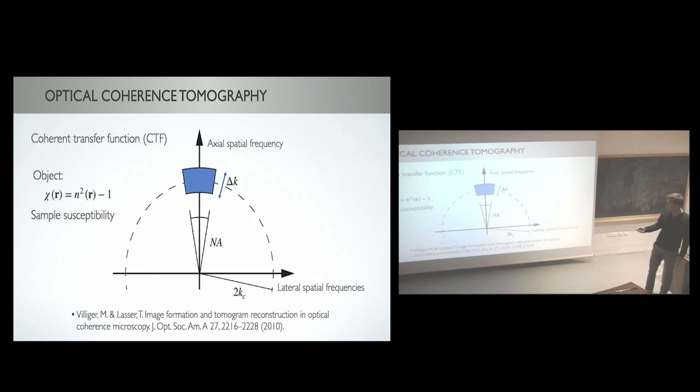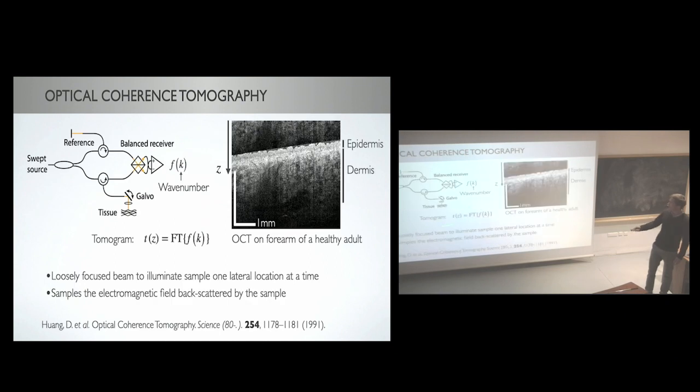We use interference. We take a reference arm that we delay and interfere with light that is scattered by the sample that we detect on our receiver, where we record the signal as a function of the wavelength or the wave number. And then, in short, we take a Fourier transform of that interference fringe, and that's going to give us the reflectivity profile as a function of depth into the tissue.